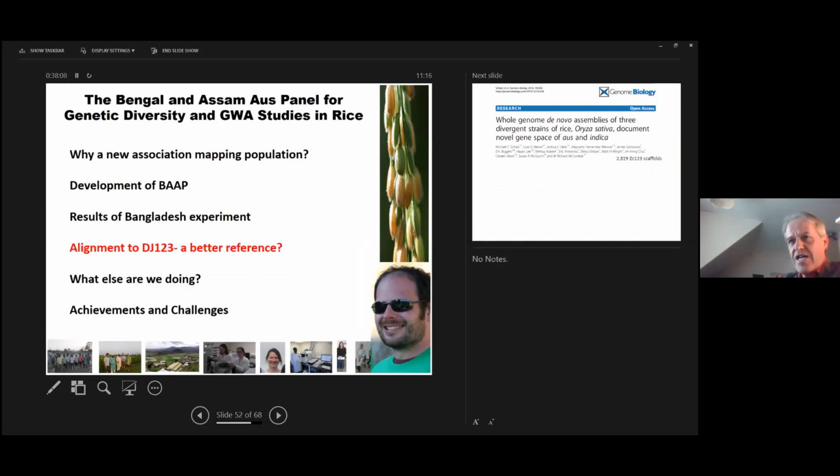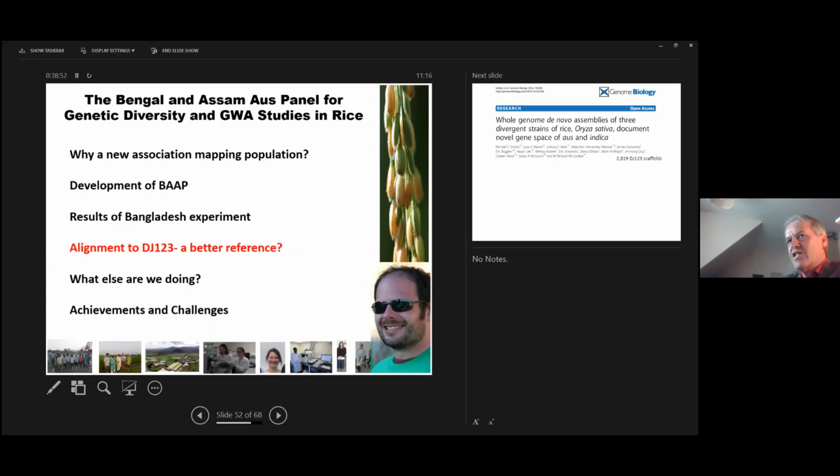In the interest of time, I think I will skip this last section on alignment. It's an interesting addition to what we're trying to do, highlighting the fact that Aus, being a subgroup of rice, is not very similar to Nipponbare, which is the gold standard reference. You remember when I said when we developed our markers for the BAP population, we aligned it to the Nipponbare reference, and Nipponbare is a temperate japonica. And that means that the temperate japonica is not the ideal cultivar to use as a reference.